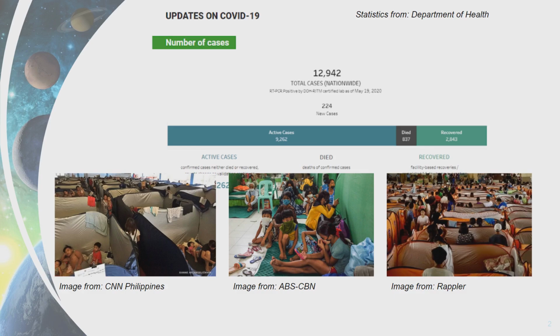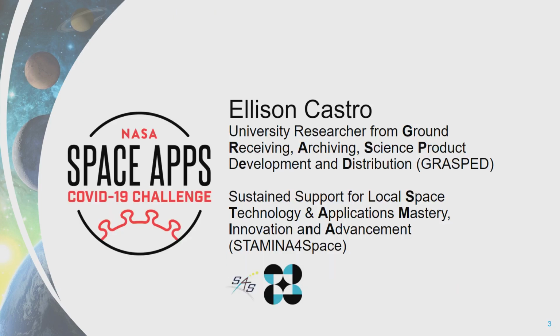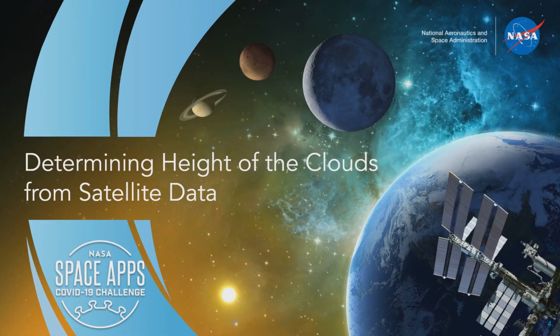One of the atmospheric parameters that gives hint on the intensity of these weather disturbances is the height of clouds and its changes. This is Ellison Castro, a researcher from the Ground Receiving, Archiving, Science Product Development and Distribution Group of the Stamina for Space Program of the Department of Science and Technology of the Philippines. And I am here to present on how to determine the height of clouds from satellite data.